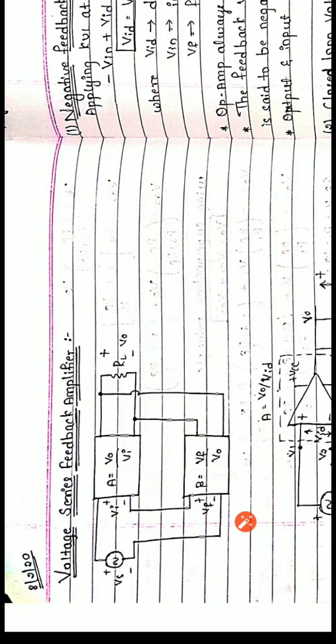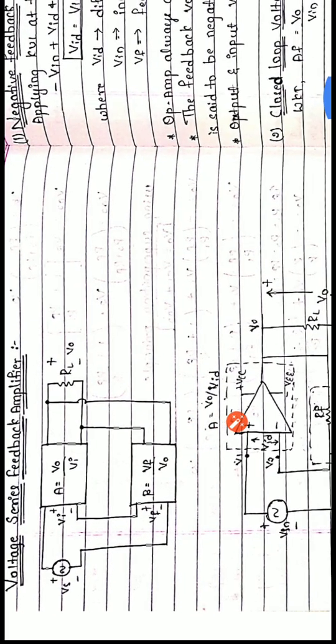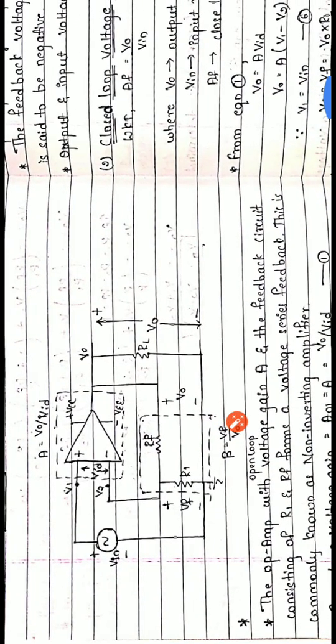And at the input side, if I apply the KVL, it becomes Vs minus Vi minus Vf equals 0. So you can say that Vi equals Vs minus Vf, because this is a negative feedback. Now, we'll move on to the equivalent circuit diagram. The same block diagram is replaced by its equivalent circuit.